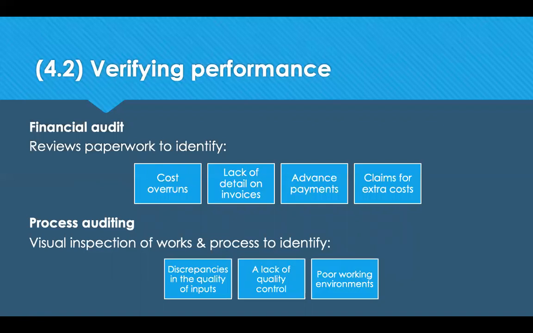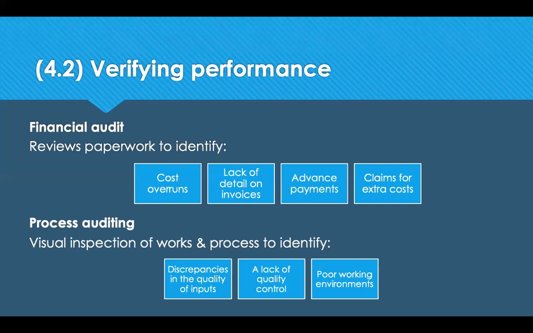Financial audits start with an audit of the purchaser's own transaction records, and it looks for potential areas of concern such as cost overruns, lack of detail on invoices, advance payments, and where a supplier might be claiming for extra costs.